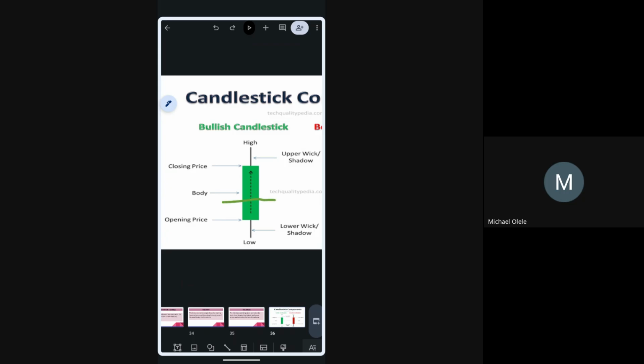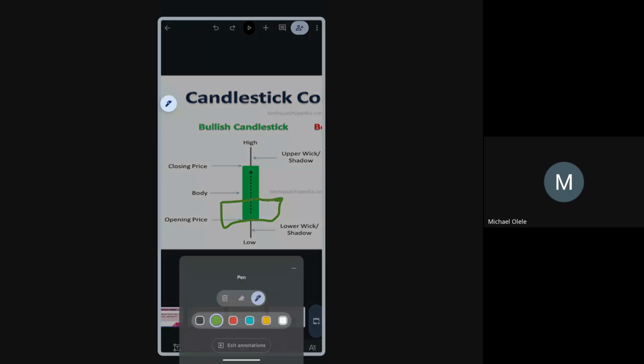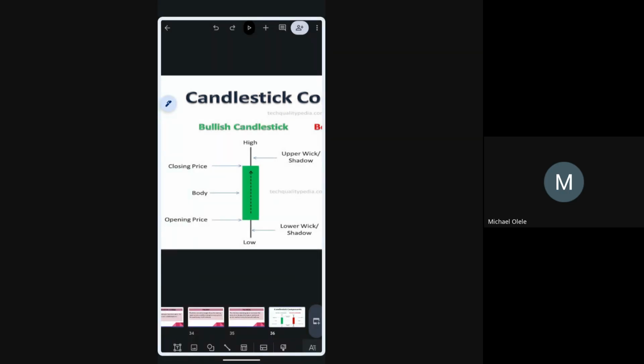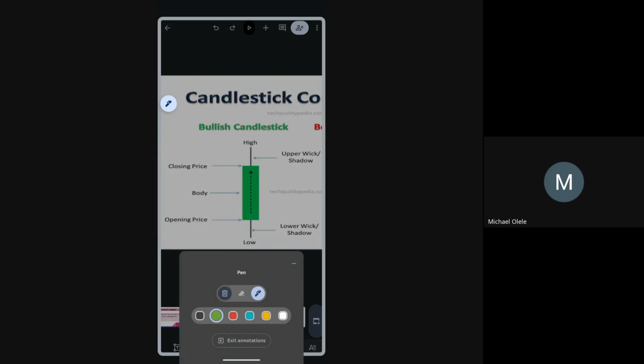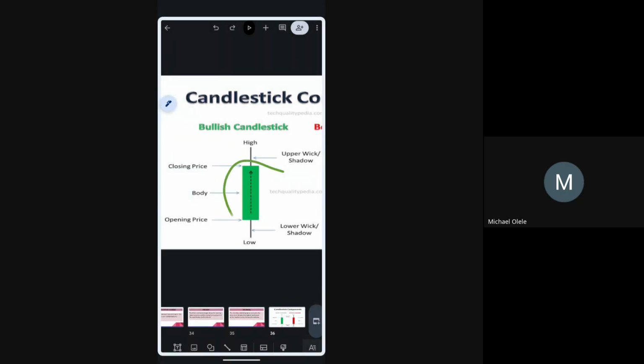Sometimes you can see a small body candle that will stop here, starting from the opening price to where you can see the box stop. Sometimes you can even see candles that will start from the opening price and will just stop a little above. Such candles don't have momentum. They can't go far. Many times we call them indecision candles. We are coming there very soon. But what I'm trying to tell us right now is that this is called the body.